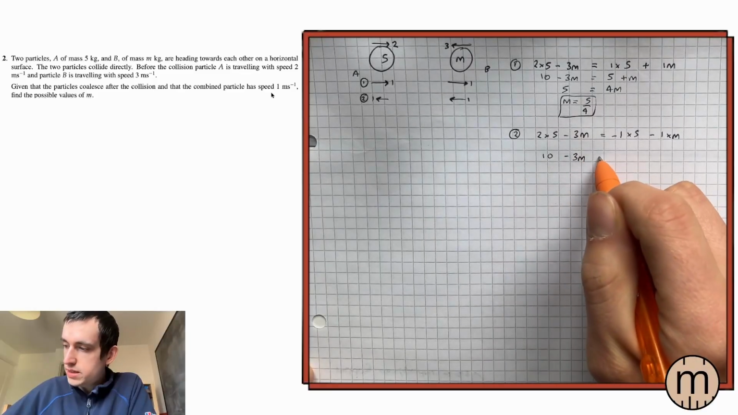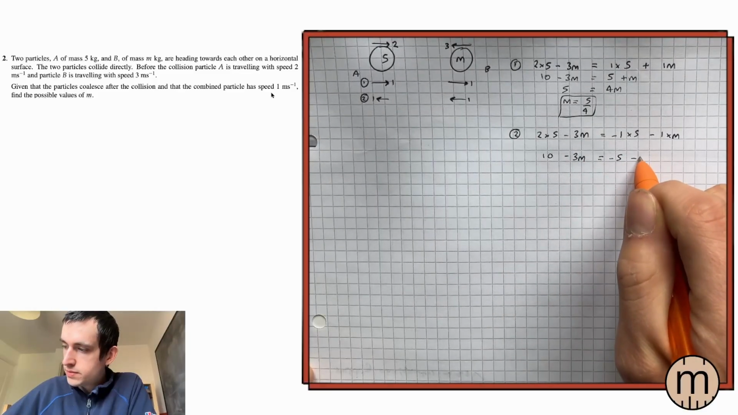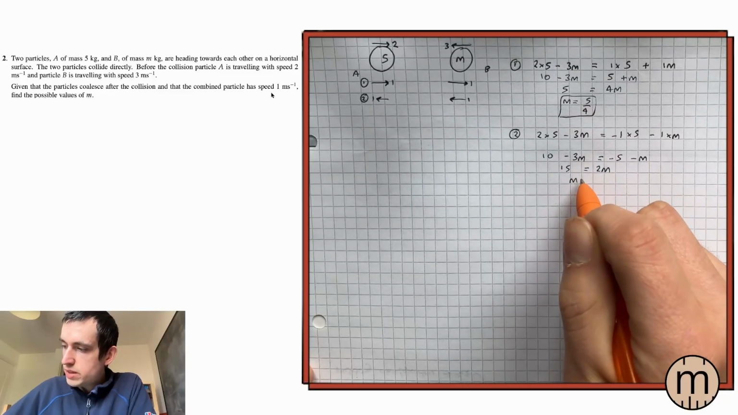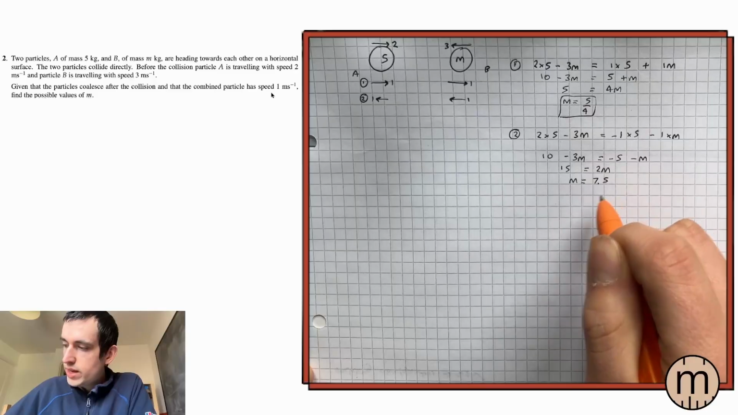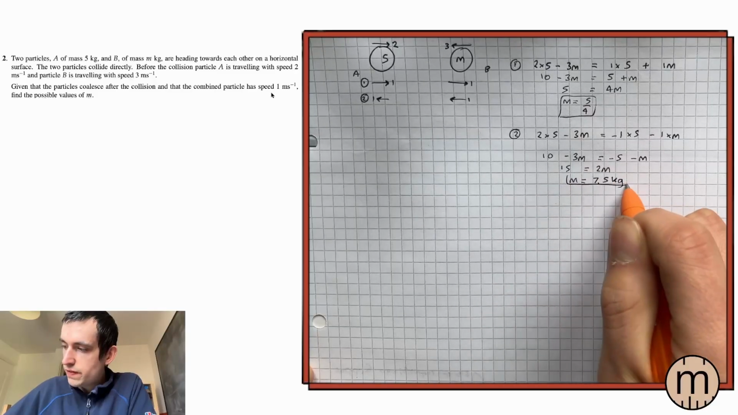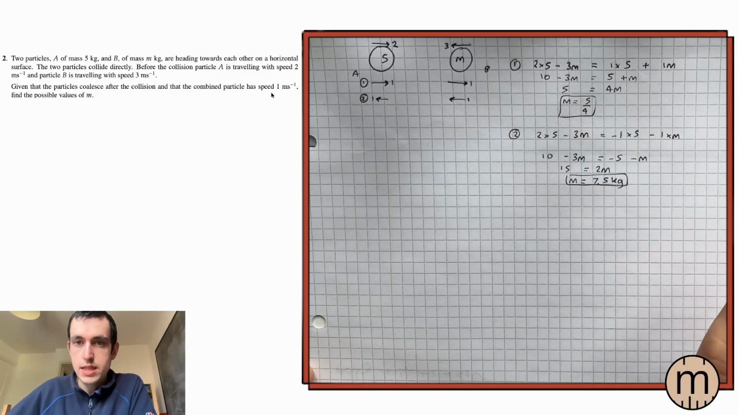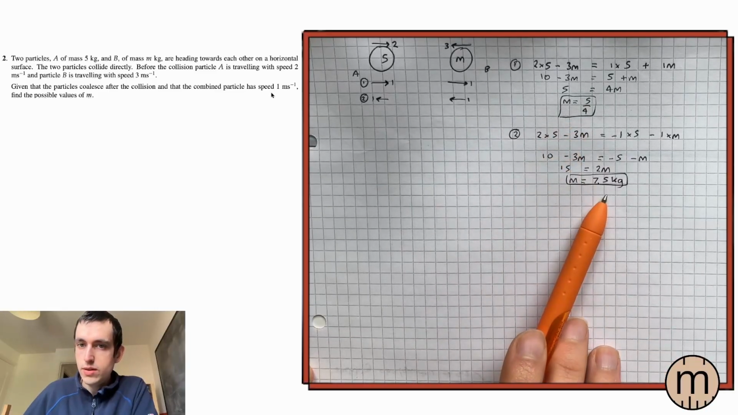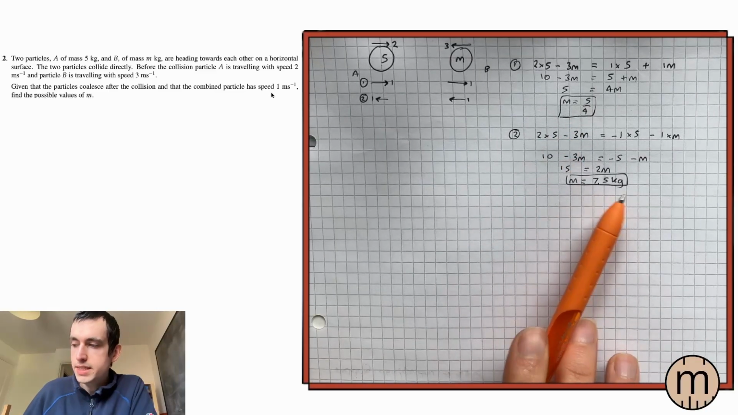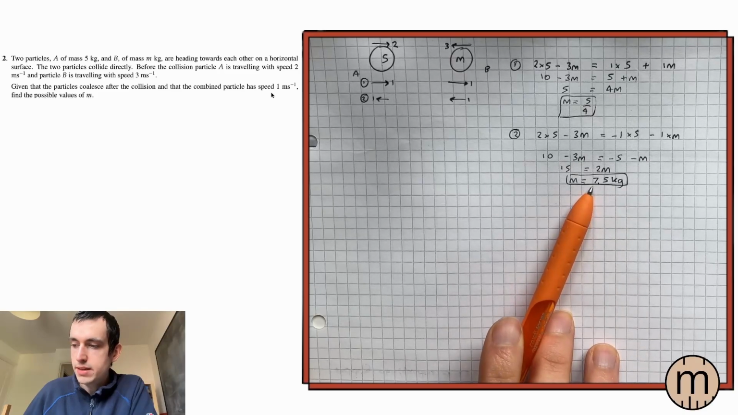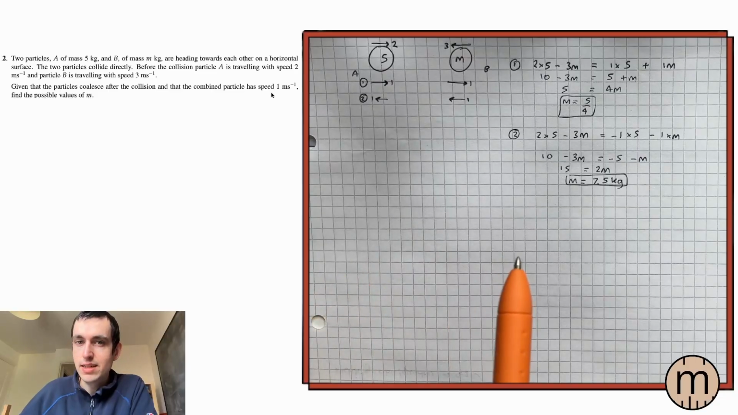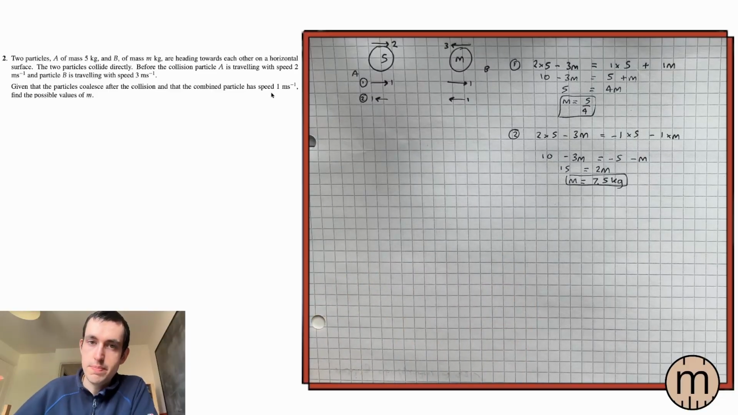Let's now solve this. Let's see what we get. Add 5 to both sides, add 3m to both sides. This time we get m is equal to 7.5 kilograms. So the two values of m are 1.25 or 7.5. And it kind of makes sense that this value should be bigger because then particle B is much massier. It hits particle A and makes it move in that same direction towards the left.